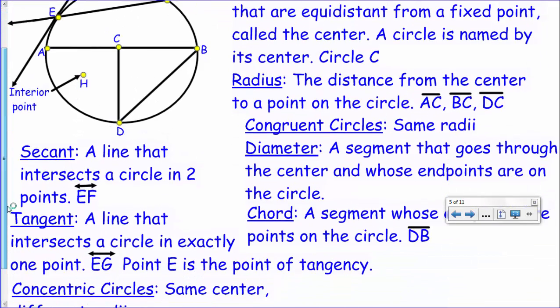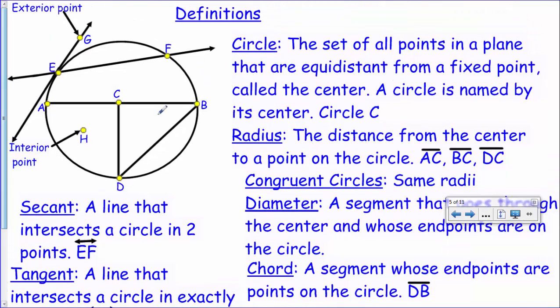Here are some definitions. With each of the definitions, the picture goes with the examples from the definition. We have the circle and how to name it. It's named by the center. A circle is a set of all points from a fixed point, which we call the center, and it's named by the center. The radius is the distance from the center to the outside of the circle. Some examples are the segments listed: AC, BC, and DC.